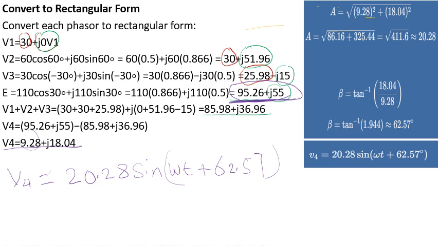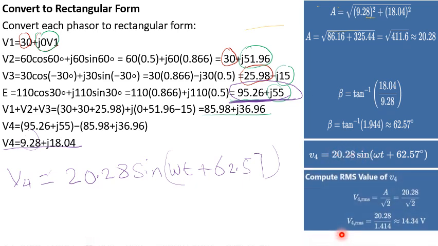After expressing V4 as this, we can now find the RMS value. How do we find the RMS value of a sinusoidal waveform? We simply divide the maximum value by root 2. So we find the RMS value by the amplitude over root 2, that is 20.28 divided by root 2. At the end, we get 14.34 volts as our RMS value for the voltage. So this is how we calculate the RMS value of phasors using complex numbers.